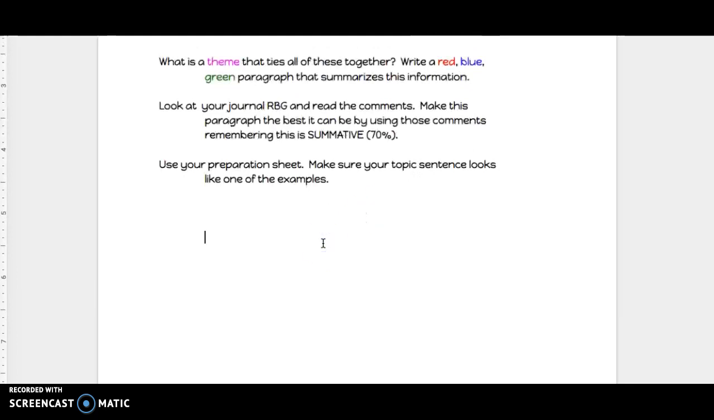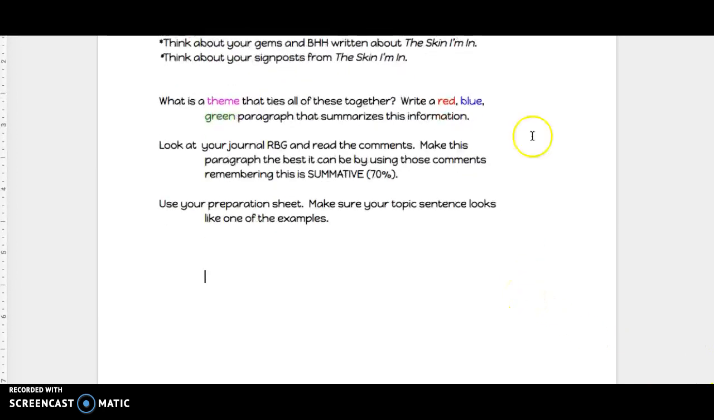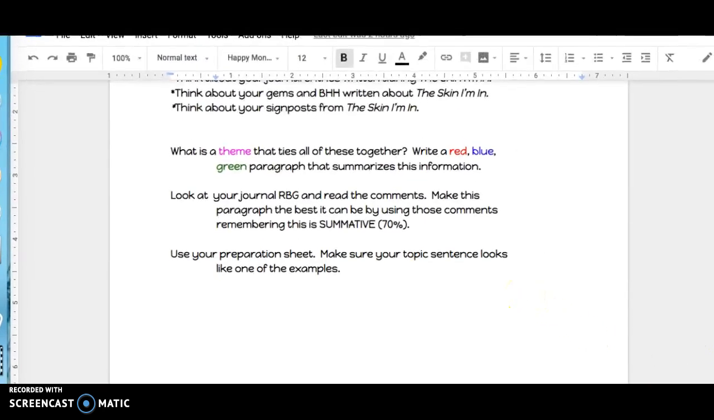Everyone should already have the red, blue, green paragraph started at the bottom. Remember, it's Happy Monkey, size 12. If you go over here, it's 1.5 spacing. So that's what your paragraph should look like at the bottom.